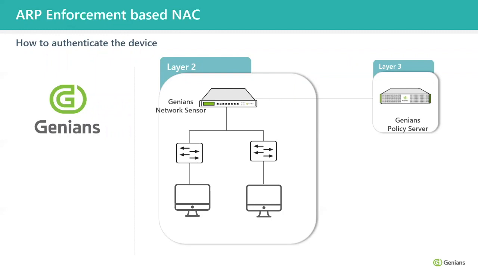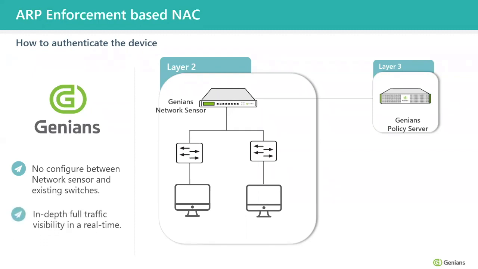Third type is ARP Enforcement-based NAC. Genian NAC adopts ARP Enforcement-based NAC. To deploy the Genian network sensor, the IT manager just simply allocates an IP to the network sensor, and there is no configuration with the existing infrastructure. And the network sensor starts to detect devices in real time.